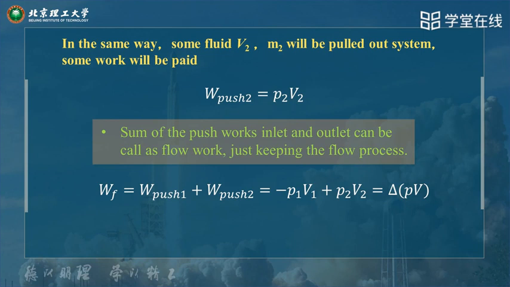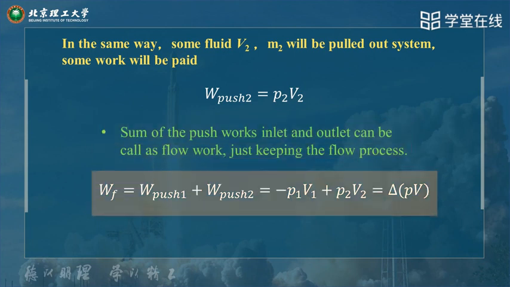The sum of the push work at inlet and outlet can be called the flow work, just keeping the flow process. So W_F, F means flow, equals W push 1 plus W push 2. Because W push 1 is minus, it is minus P1 V1 plus P2 V2. Finally, we find it is delta PV.